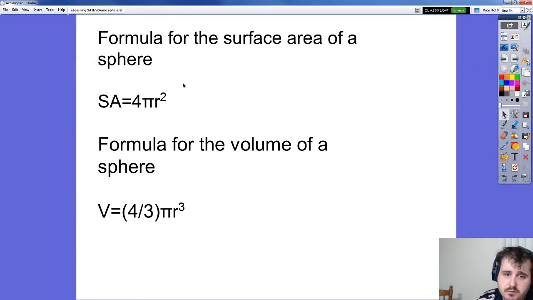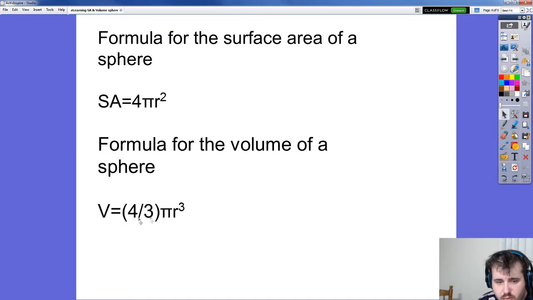So here are our two formulas. Surface area is 4 pi r squared. If you'll notice in here, pi r squared, that's the area of a circle. So if you were to look at the shadow of a sphere, like take a light and shine it straight on the sphere, the surface area is 4 times as big as that shadow, which is interesting. It's very cool.